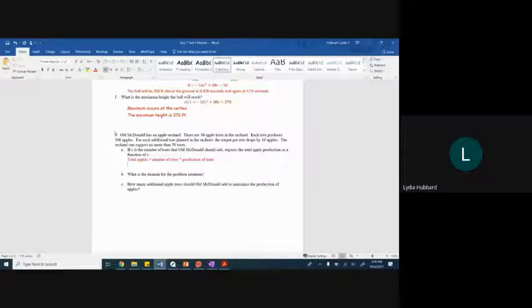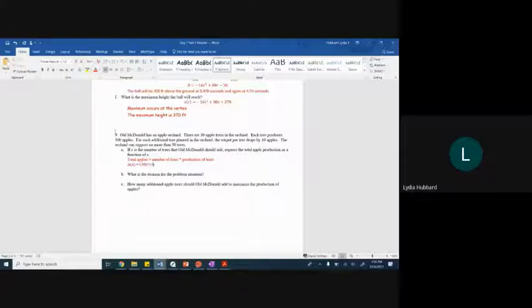Okay, so we know that Old MacDonald has an apple orchard, and there are 30 trees in that apple orchard. So we'll say A as a function of X, apples as a function of trees, is going to be equal to, and we know we're starting with 30, so we'll write that down. And we're multiplying that. It says each tree produces 500 apples. So that's to begin with.